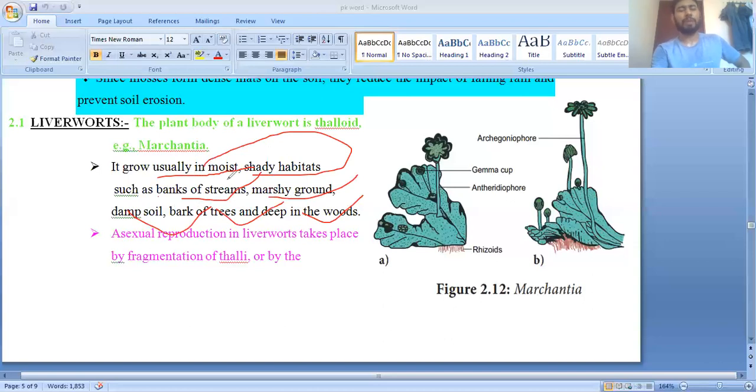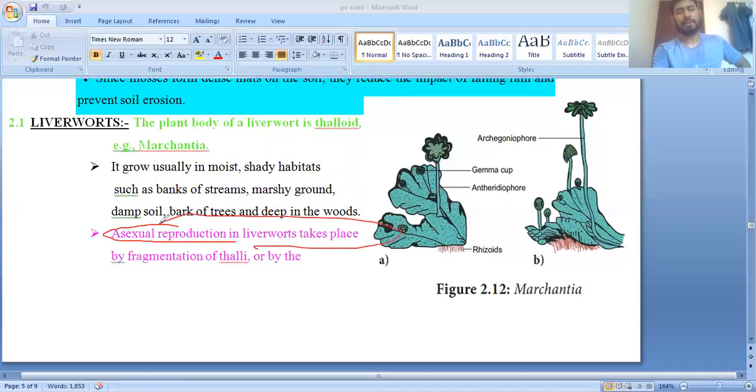Next thing, also very important, is asexual reproduction. Clear? Asexual reproduction in liverworts takes place by the fragmentation of the thalli. This is very important: fragmentation of the thalli, and these thalli are involved in asexual reproduction. So you can see here the structure of the Marchantia.